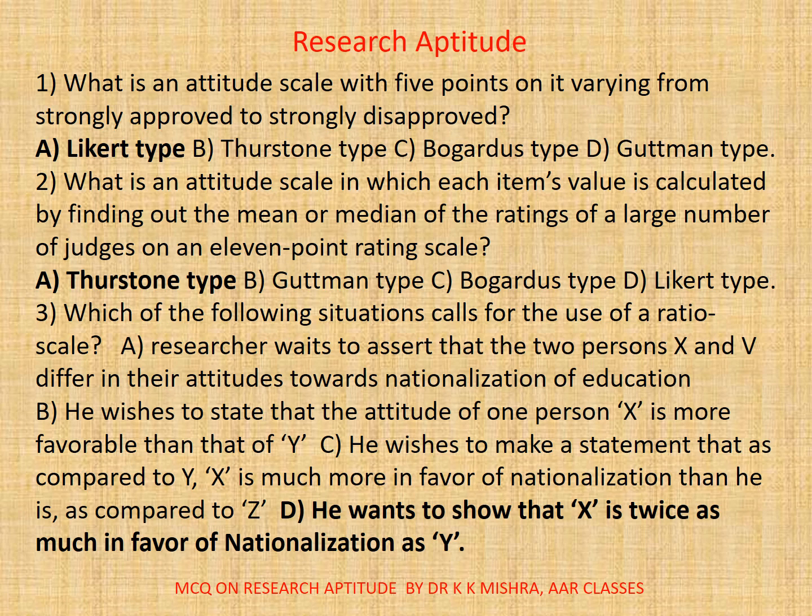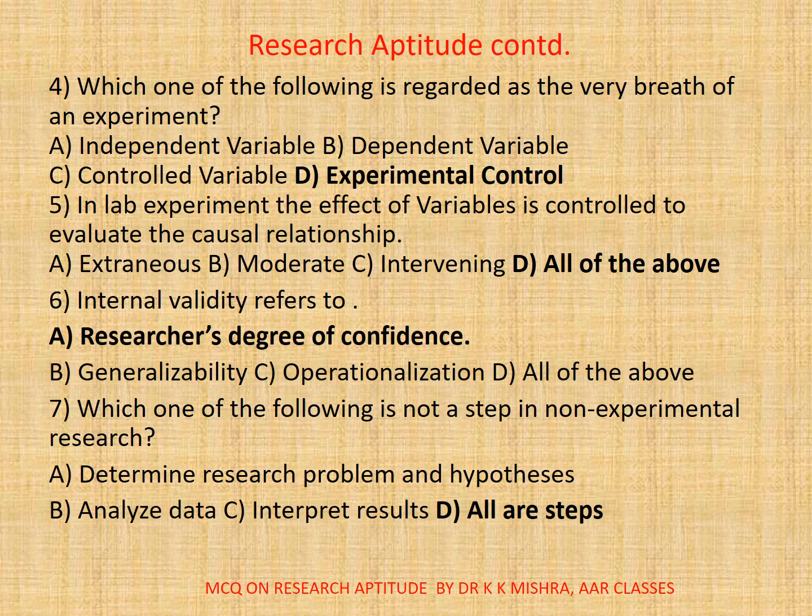3. Which of the following situations calls for the use of a ratio scale? So here correct option is D. He wants to show that X is twice as much in favor of nationalization as Y, comparatively.